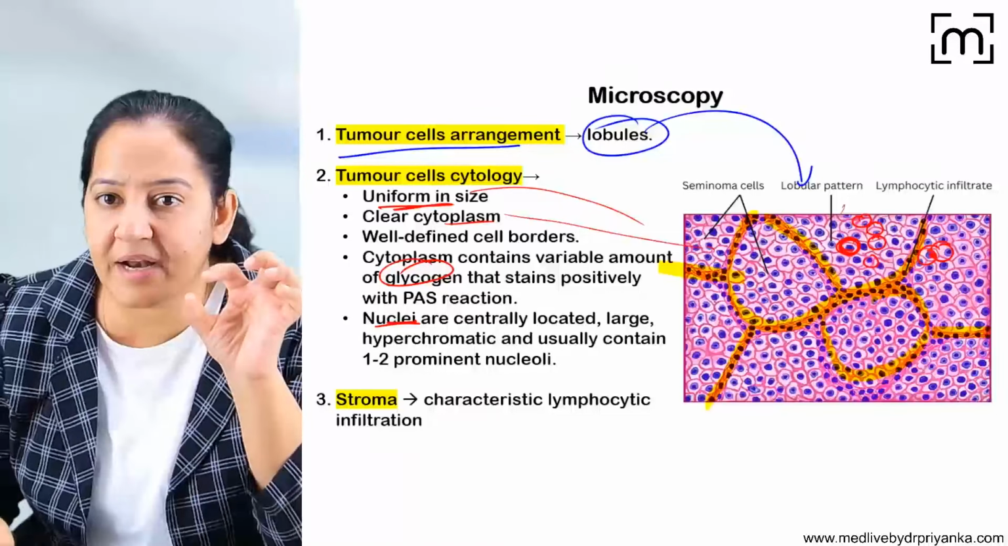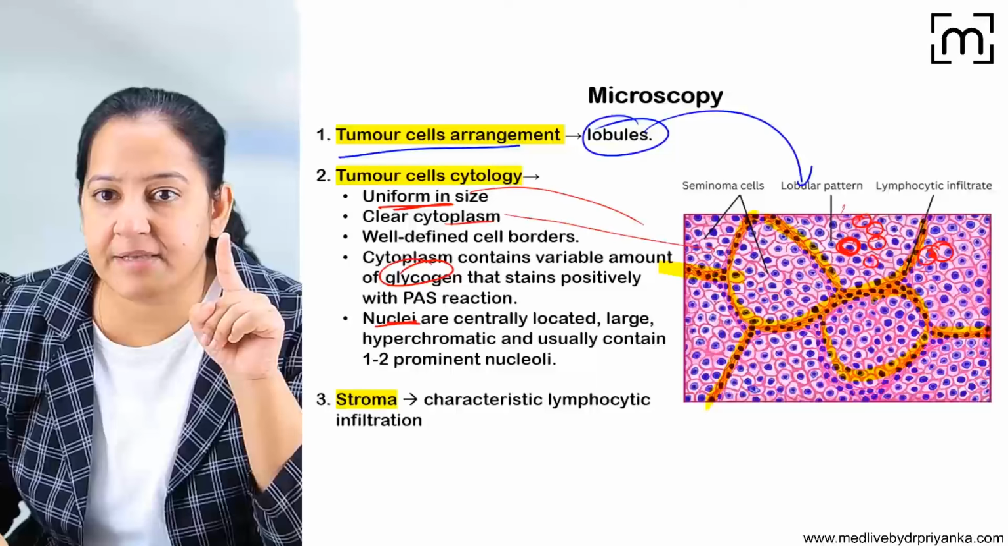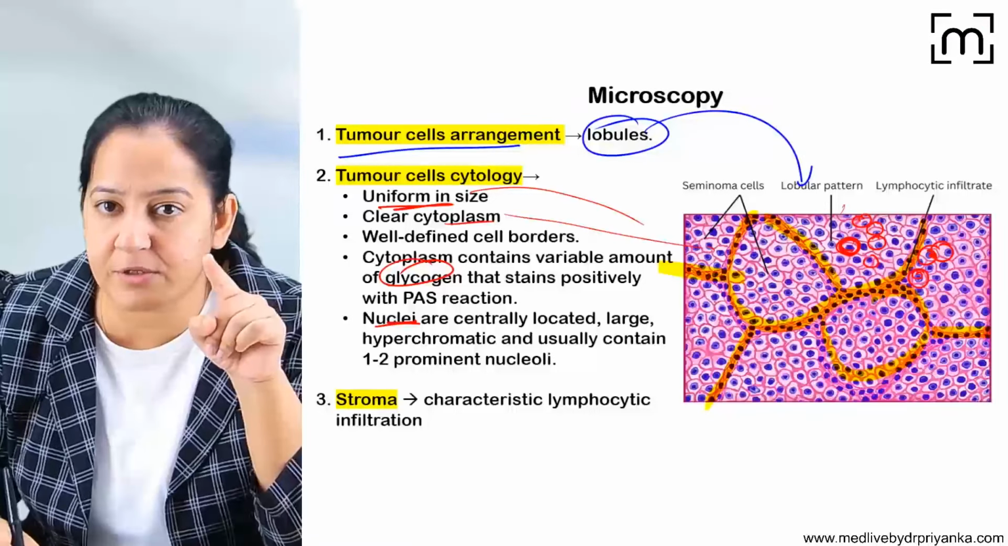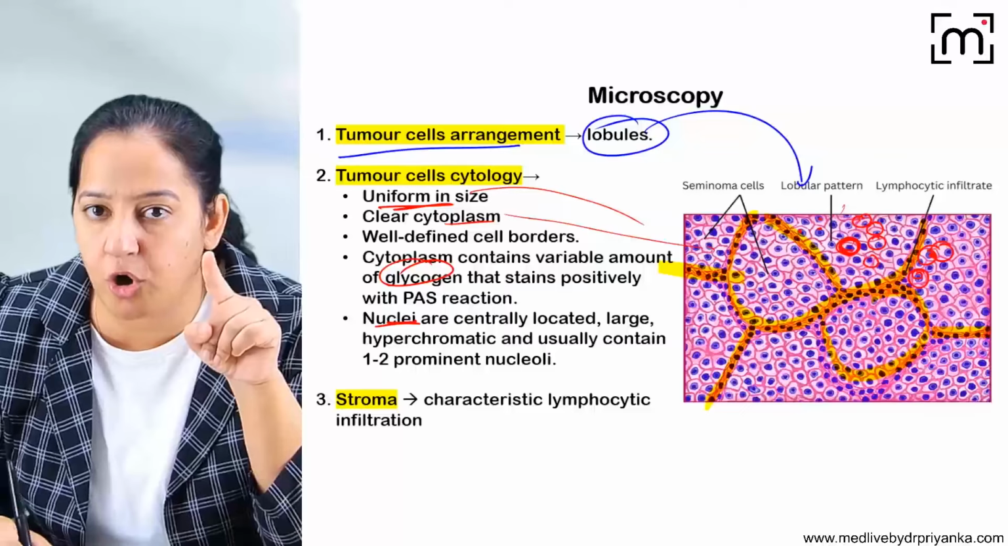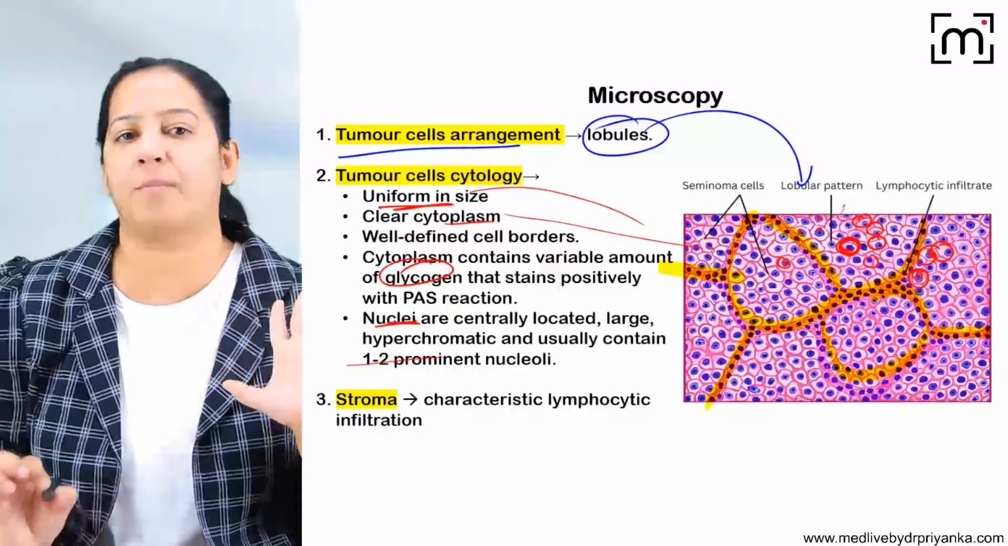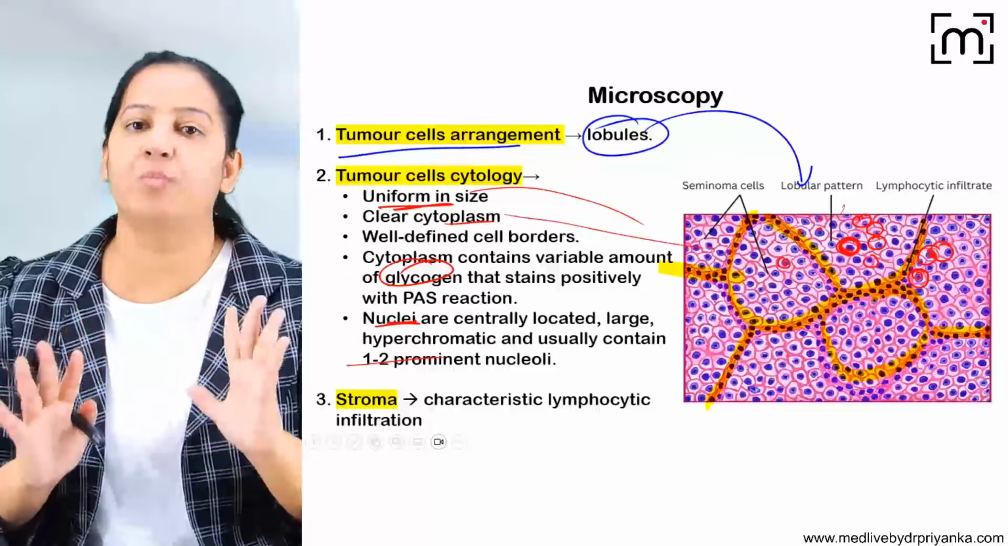Inside the nucleus, a prominent dot-like structure is present, that is the nucleoli. So you can see the nucleus, you can see the cytoplasm, and inside the nucleus, the dot that is present is the nucleoli. Sometimes one or two nucleoli are prominent. So that is typical tumor morphology.